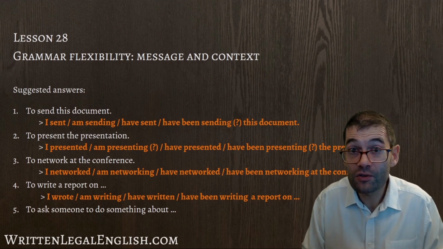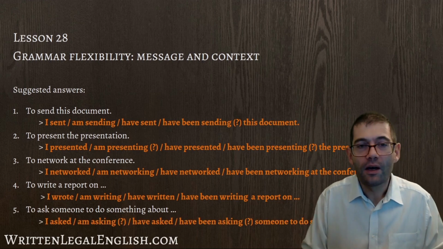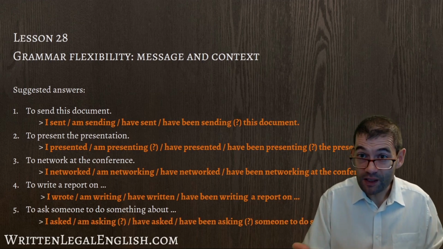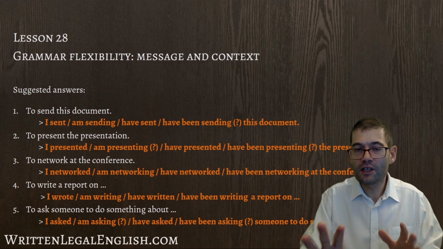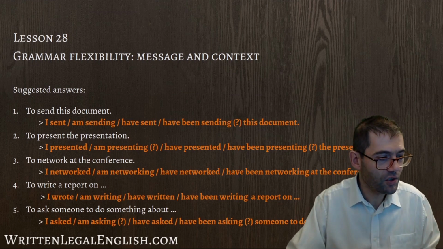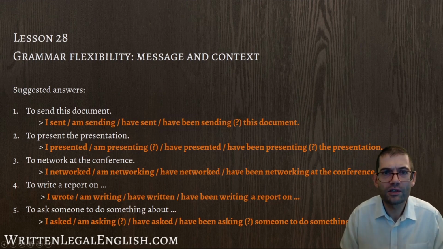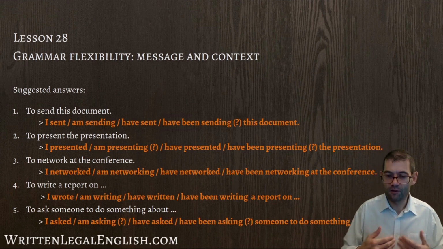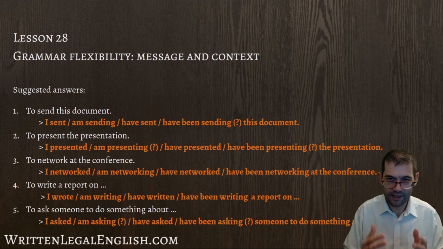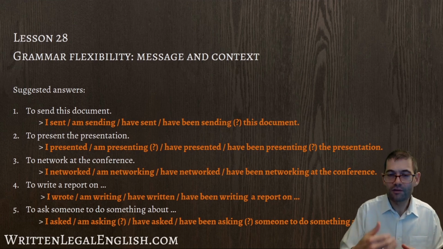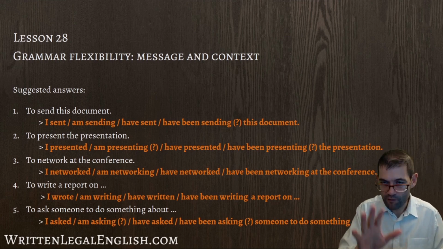To ask someone to do something about. I asked someone to do something about this. So the immediate context, let me just shrink myself down into the corner here. So the immediate context here is you're defending yourself. Your boss said, why didn't you ask someone to do that? Well, I asked him to do that. So you're using the simple form there as a fact, as a truth, simply to say it's nothing to do with me. I've asked him.